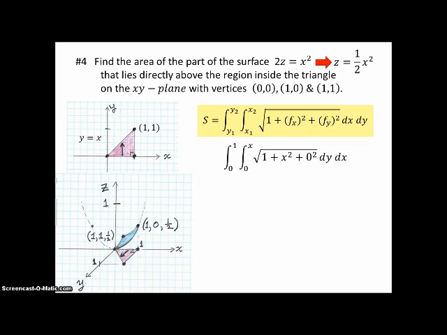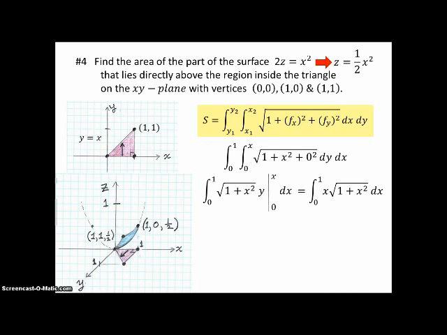So we have x squared. And then the partial derivative with respect to y is 0, because there is no y in the formula for z, for my function z. So then we integrate with respect to y, and that means we treat the square root of 1 plus x squared as though it were a constant. And then we evaluate that from 0 to x. So y goes from 0 to x. And we end up with x times the square root of 1 plus x squared.